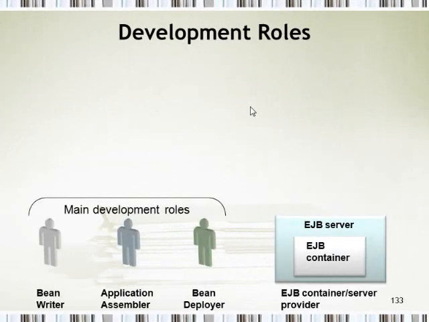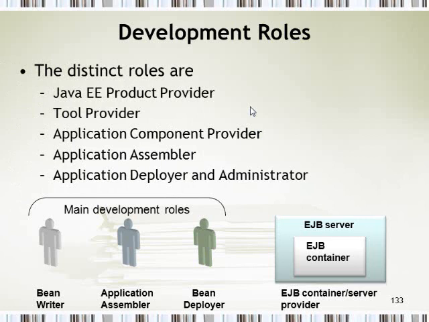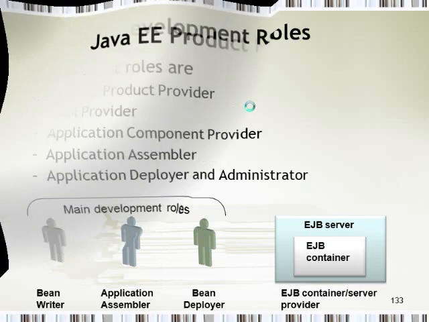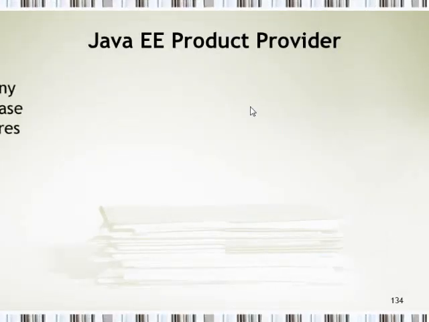So let's look at the different roles that are played by the people. The distinct roles that you get are the Java EE product provider, Java EE tool provider, then application component provider, application assembler, application deployer, and administrator. So these are the different categories of people who are involved in finally creating an enterprise application. Let's look at each and every one of them, what is their role and what they are supposed to do. Let's start with the first one, that is the product provider.